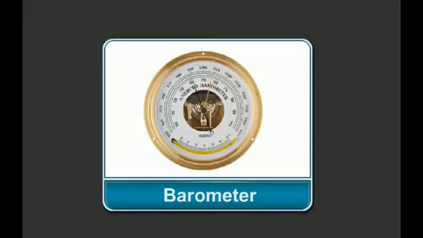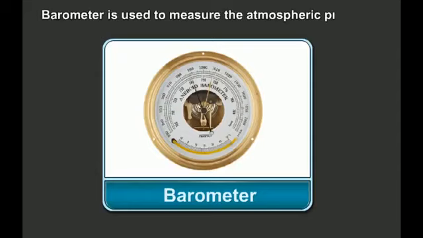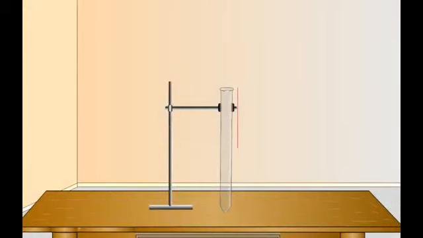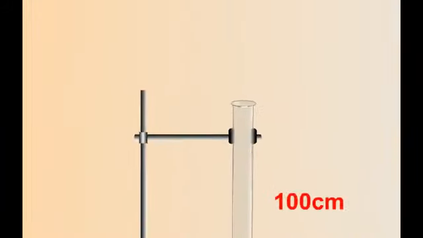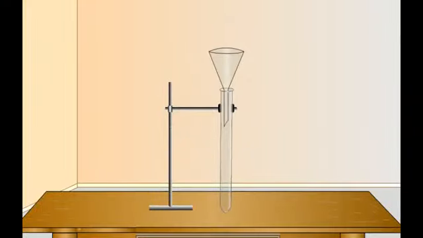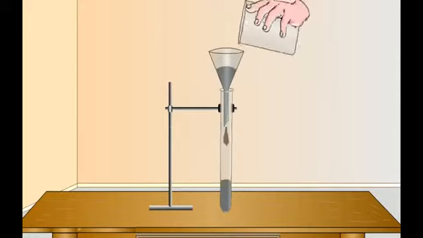Students, a barometer is used to measure the atmospheric pressure. Let us study the construction of a barometer. First, take a capillary tube of about 100 centimeter. Its one end is closed and the other end is open. A funnel is fitted in the open mouth and very dry and pure mercury is filled in it.